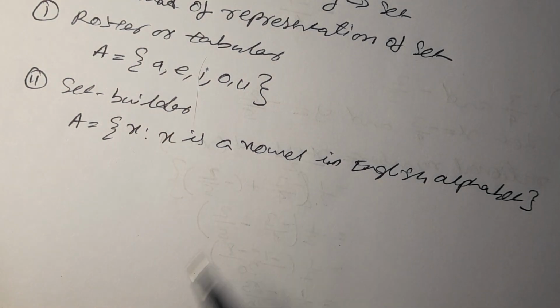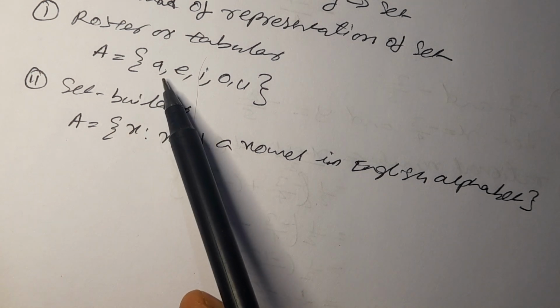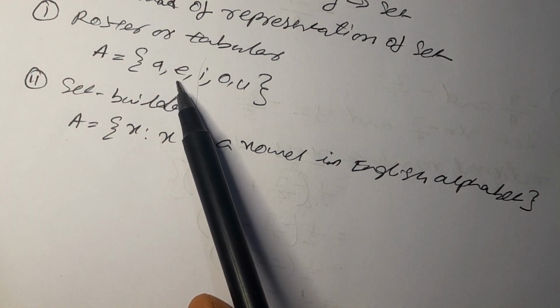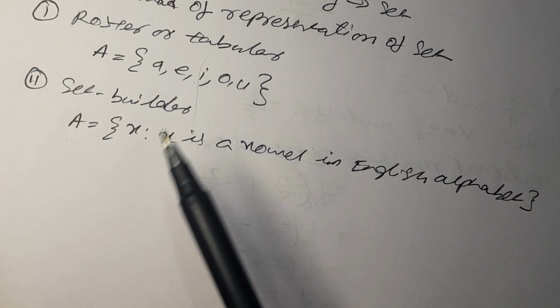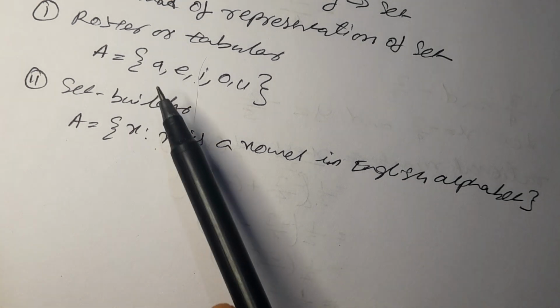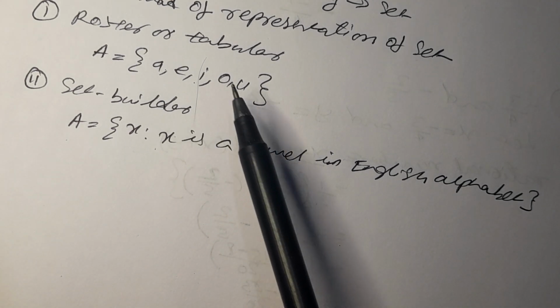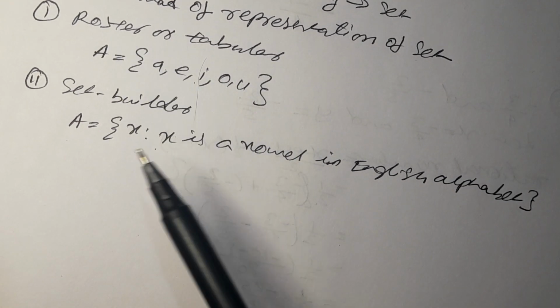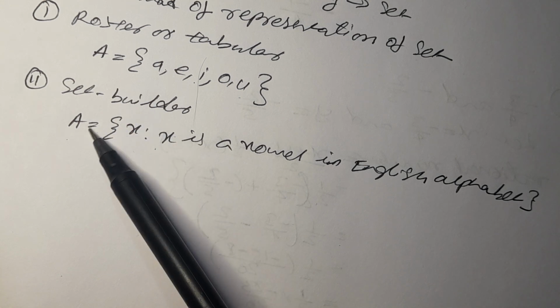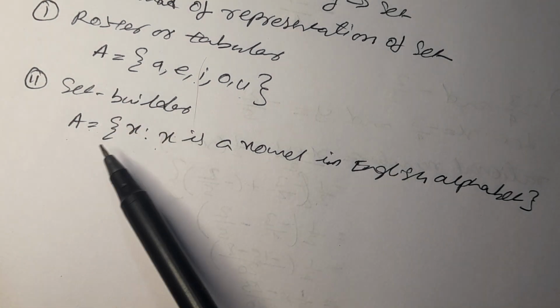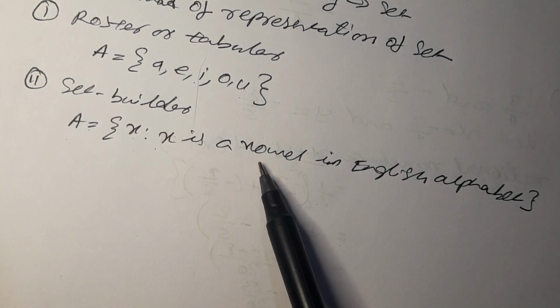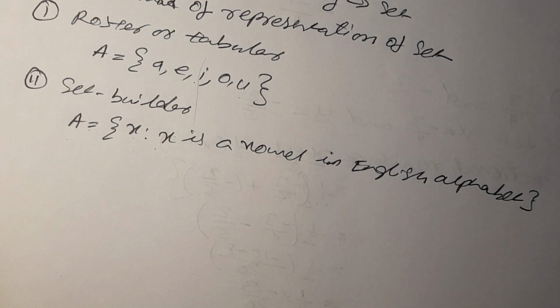Here I took the same example. This is also vowels of the English alphabet, and this is also vowels of the English alphabet. Here we have written all the elements, so it is a tabular or roster form. This is a set builder because it is written in the form of a statement, that is x such that x is a vowel in the English alphabet.